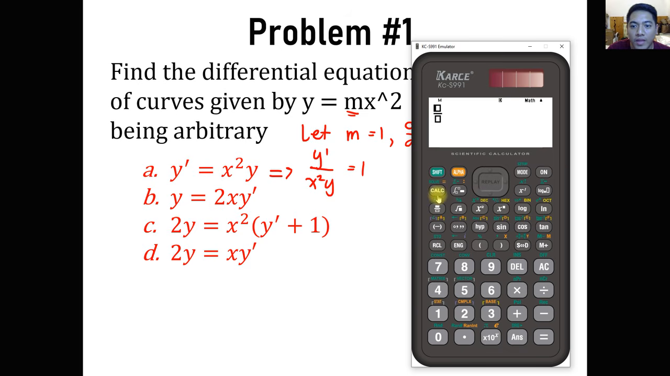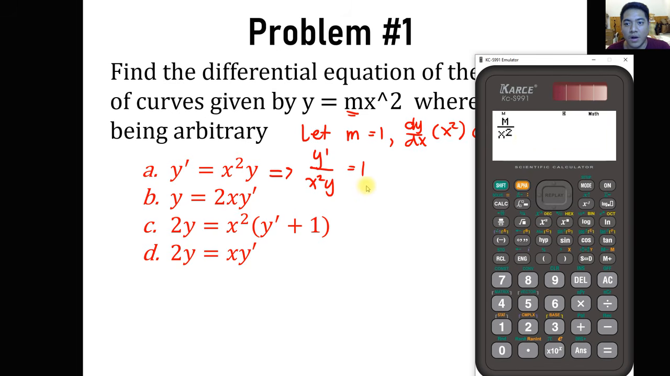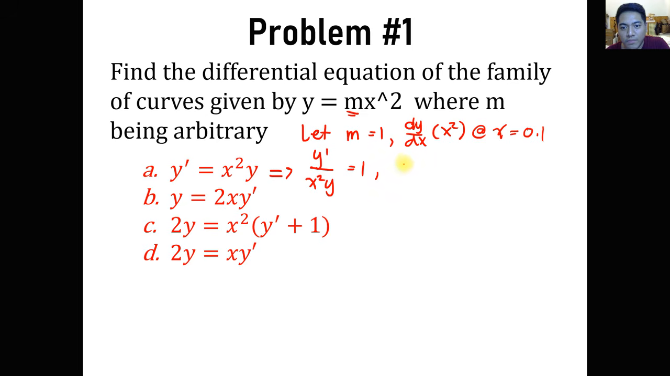We're just simply going to enter the value we have for y prime, which is the value for m, so we call m, that is our y prime. And we have x squared, so we call x squared. Oops, we still have y. So how do we solve y? We simply solve y as x squared at x equals 0.1.